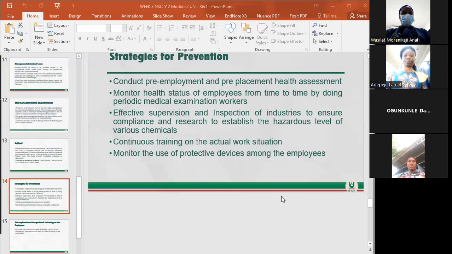The next point is continuous training on the actual work situation. And lastly, to monitor the use of protective devices among the employees.